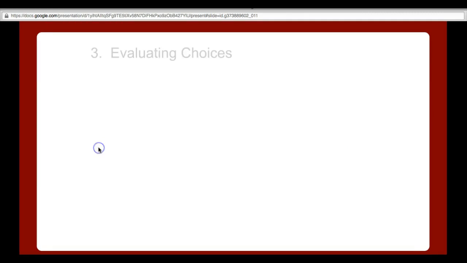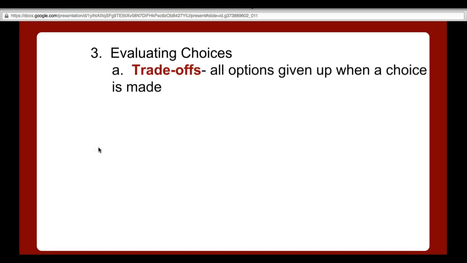All right, what about evaluating choices? Okay, so when we are making a decision, like I said, every decision you make is an economic decision. So when you're making decisions, you have to consider 2 things. First of all, your trade-offs, which is all the options that are given up when a choice is made. And the second thing we'll talk about in a minute is opportunity costs.